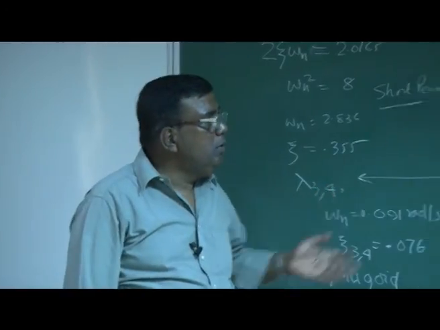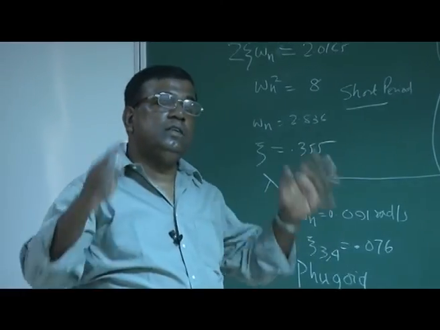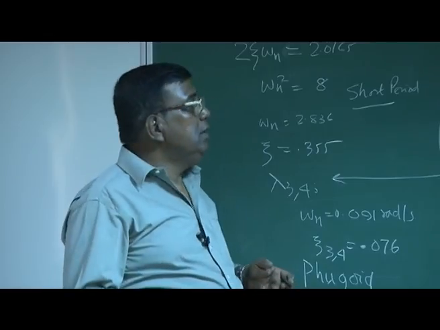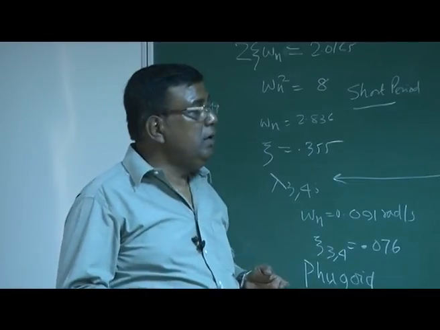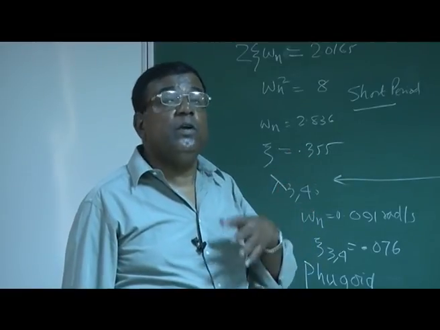Okay. We talked about short period and phugoid. We'll try to see how the 6-DOF derived equations of motion for the longitudinal case can be utilized with appropriate approximation to get the omega n and zeta expressions for the short period as well as the phugoid mode.